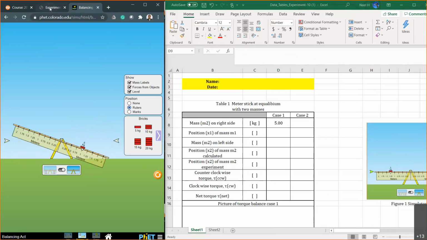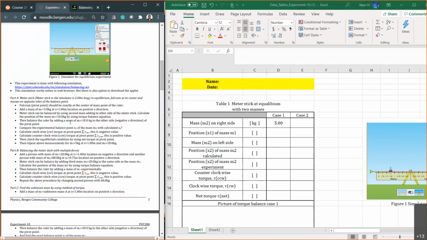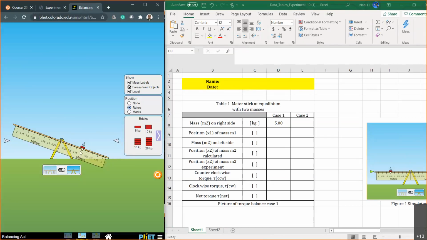If I want to level the meter ruler again, I have to bring another mass and apply it on the left hand side. So instead of bringing the 5, that's equal mass, let's try the 10 kilogram. Let's bring the 10 kilogram and apply it on the left hand side. If I add the 10 kilogram very close to the pivot point, you can see the object cannot level because the left hand side doesn't have enough torque, right?